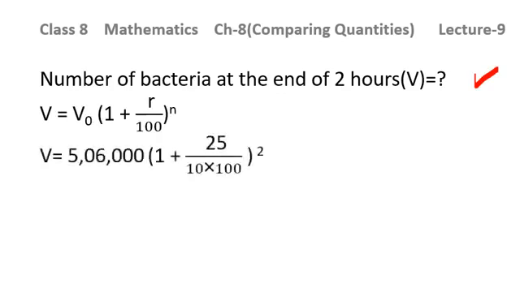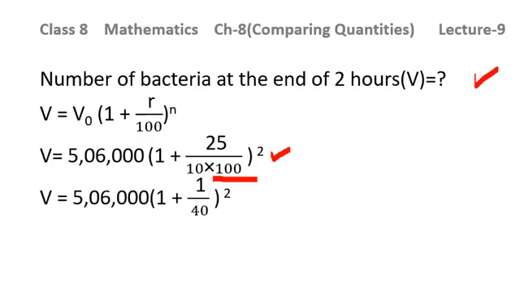V is equal to 5,06,000 into 1 plus 25 over 10 into 100 raised to the power 2. Our rate percent was given to us as 2.5%, so it will be 25 over 10 into 100, as it is already given in the formula. So it will be 1 plus 25 over 1000 raised to the power 2. After cancelling out 25 over 1000, you will be getting V is equal to 5,06,000 bracket 1 plus 1 over 40 raised to the power 2.